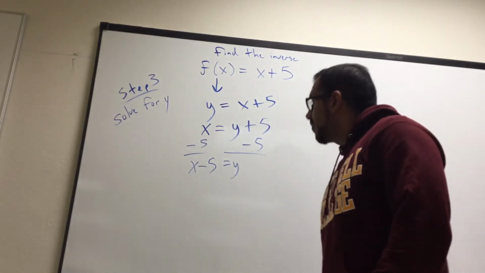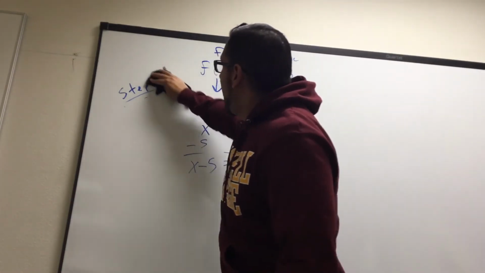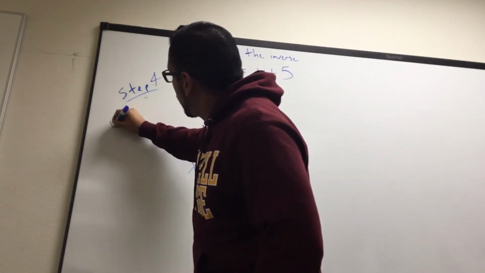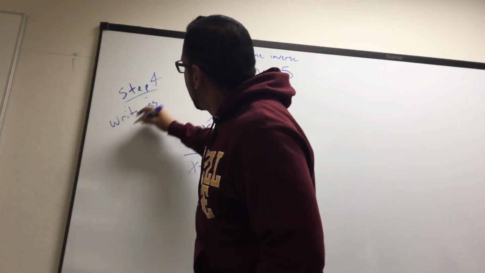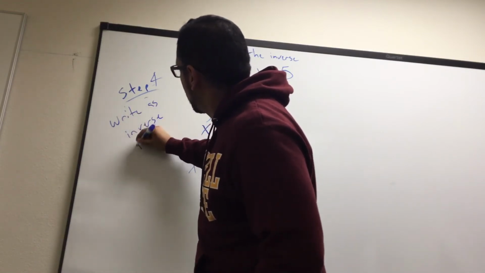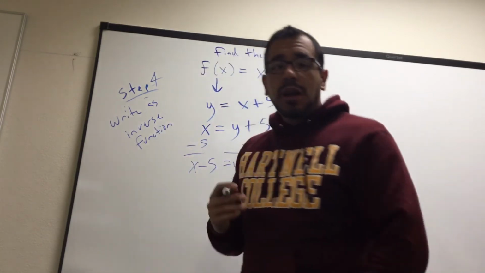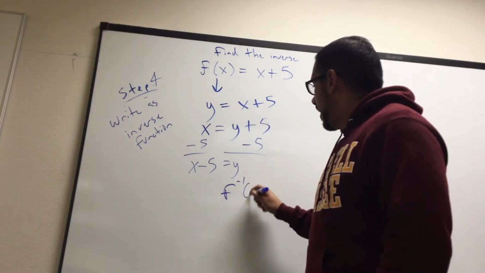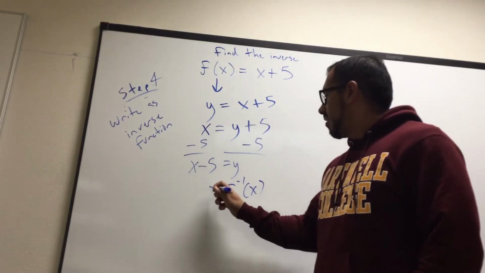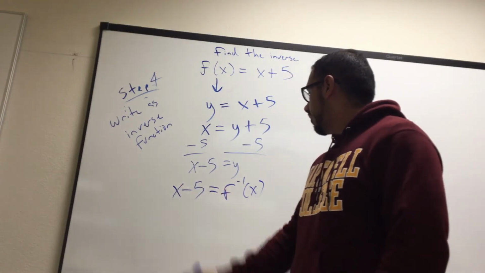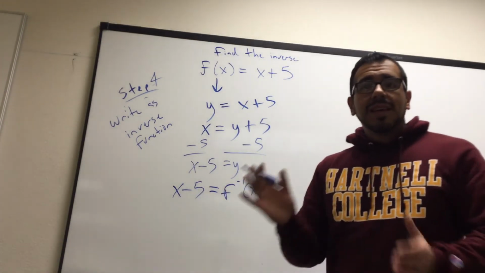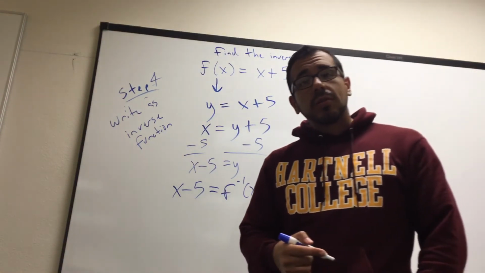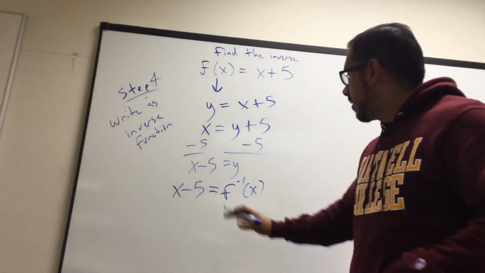Now I have to specify. Step 4, I want to write this as an inverse function. I need to use my proper notation. Wherever I see y, I'm writing f inverse of x. I'm using that notation, f inverse of x equals x minus 5. This just says, hey, I found my inverse. That's the process you're going to walk through as you're going through these homework problems.